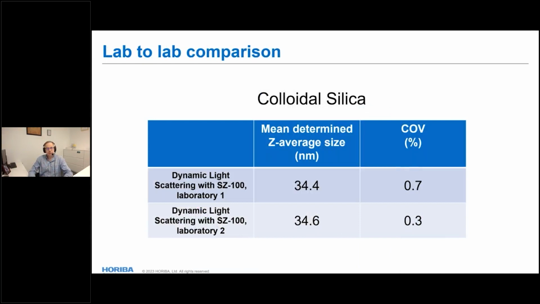So here's some comparisons between 2 different labs with colloidal silica. This is at 34.5 nanometers. The Z-average size, I'll get to that in a moment, what I mean by Z-average, of 34.4 versus 34.6. So my laboratory to laboratory performance can be quite good with dynamic light scattering.